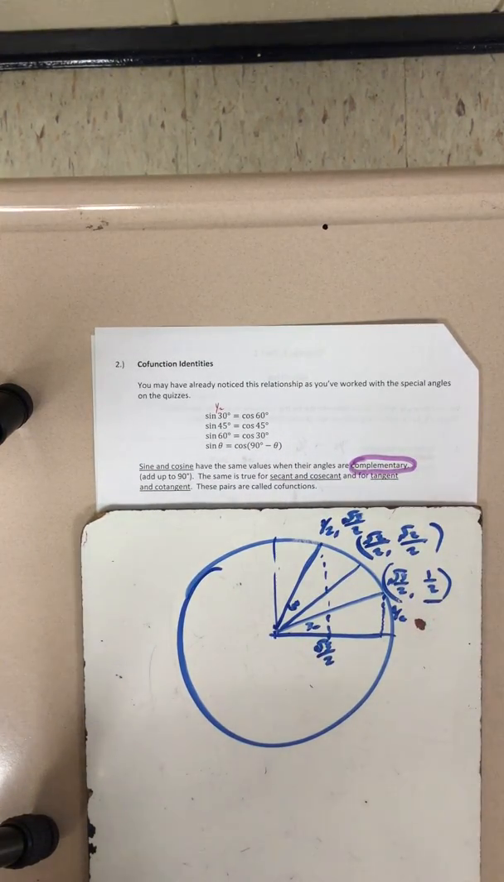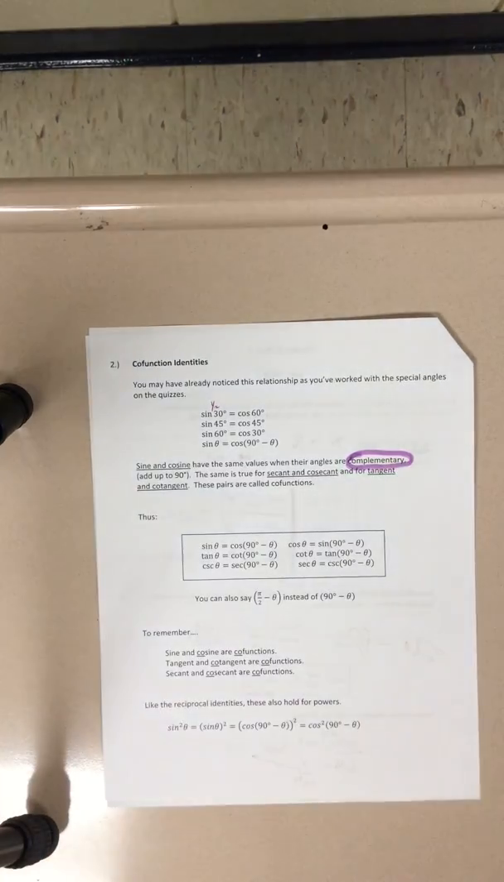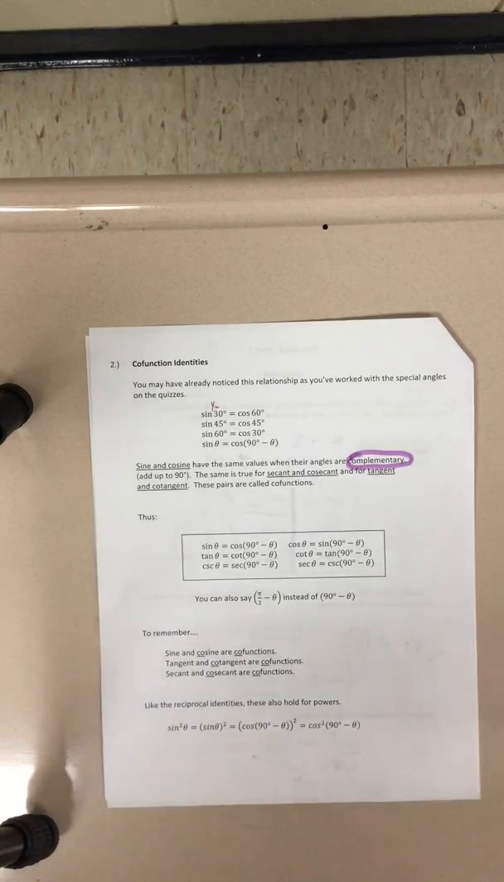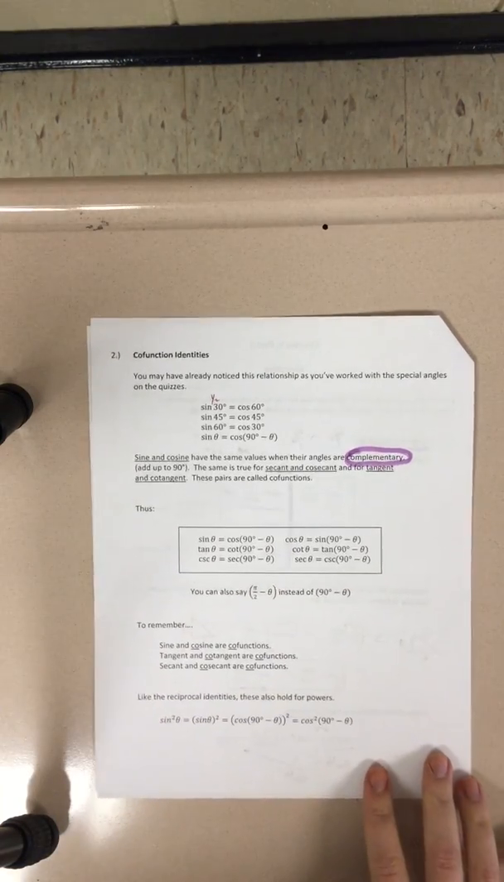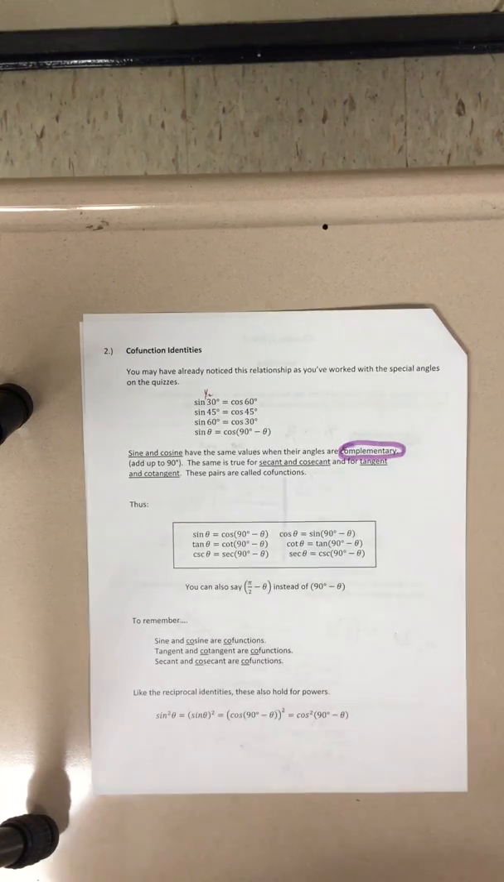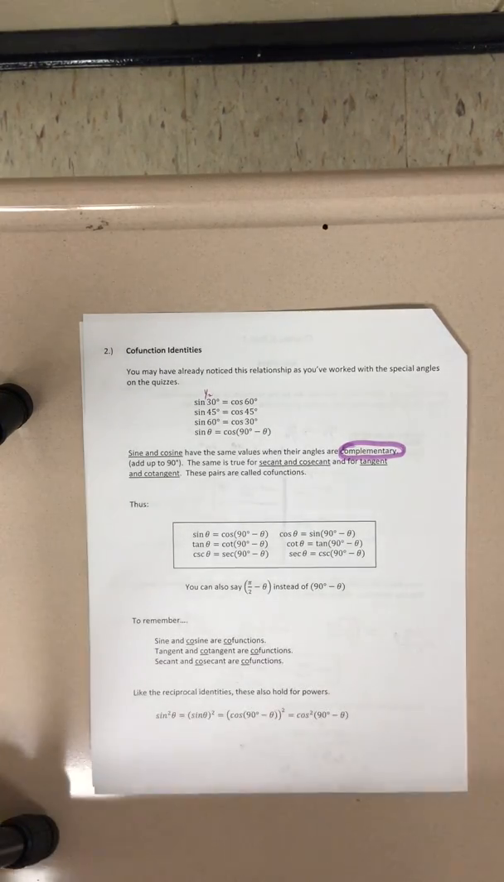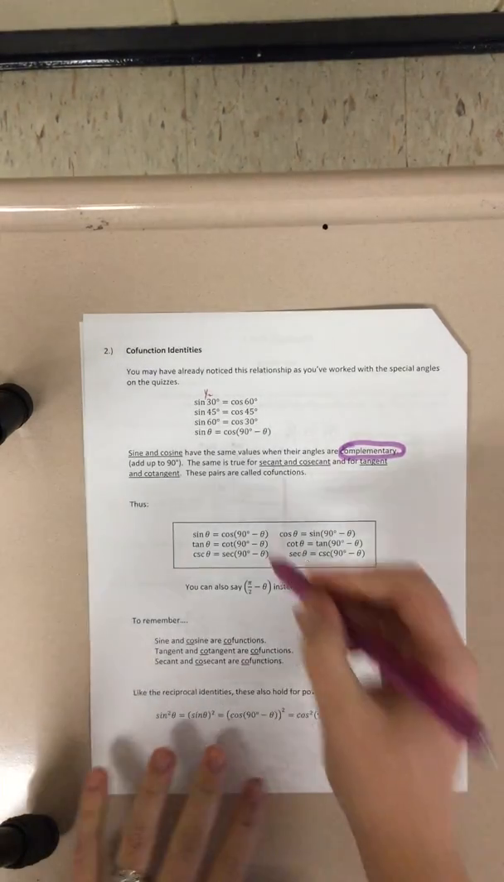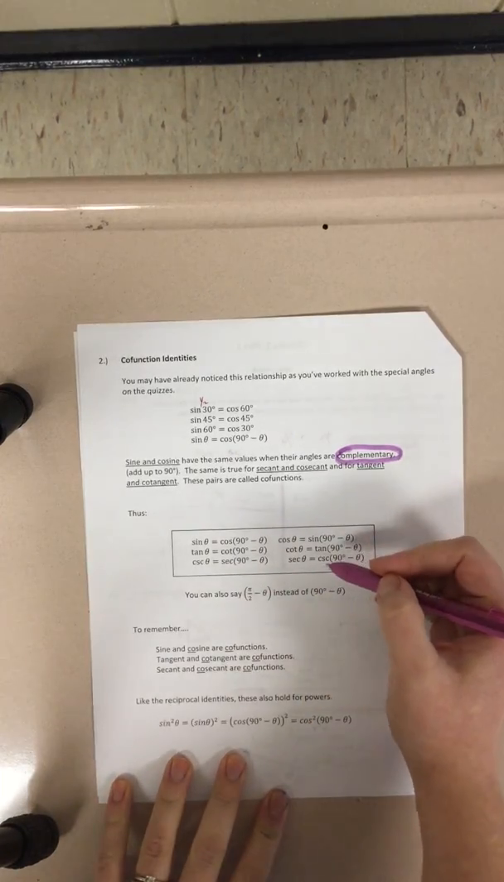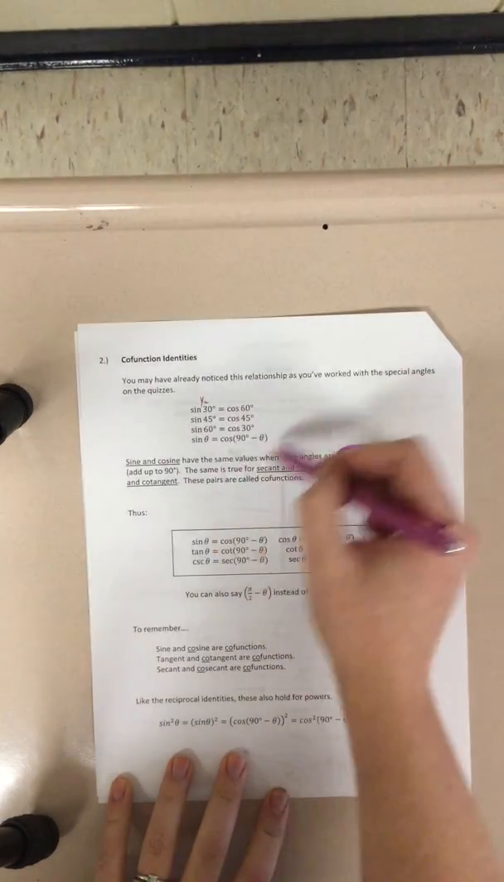Same is true for secant and cosecant, and for tangent and cotangent. These are what are called cofunctions. We kind of talked about these in different terms, but these are what are called cofunctions. And that's how they operate. They follow those similar patterns. So you can build all of these identities out of this principle.